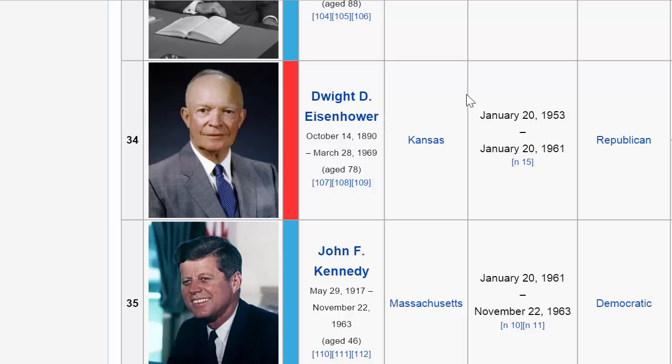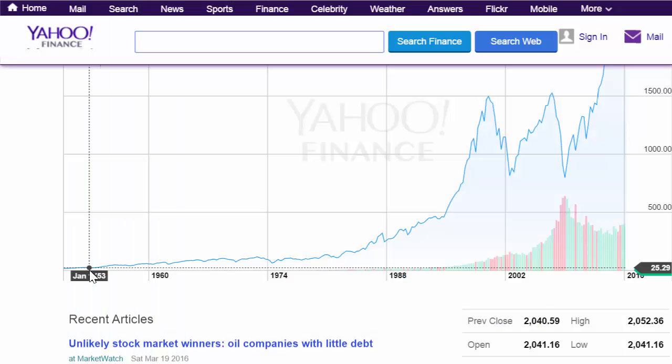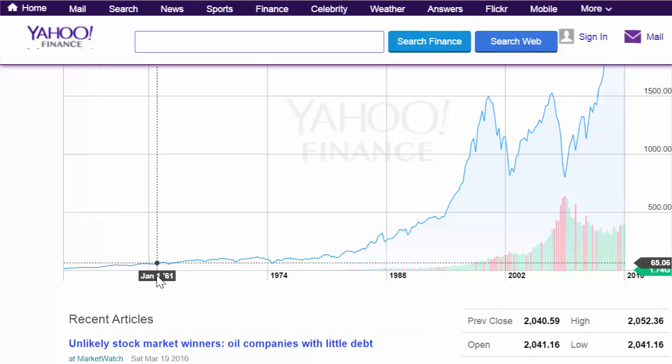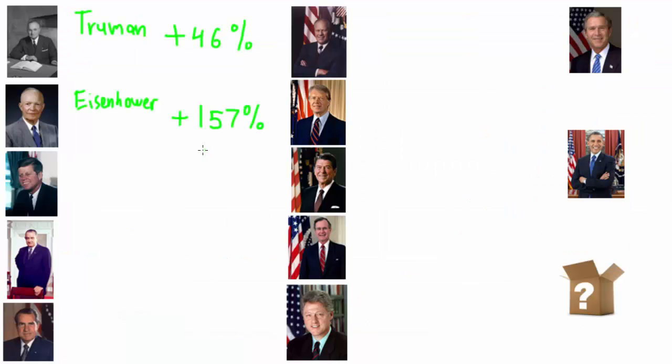The next president was Ike. Ike Eisenhower, also known as Dwight D. Eisenhower, was in the office since January 20th of 53 until January 20th of 61. So he spent 8 years in the office, and during that time, the market has increased from $25.29 to $65.06, and this was an increase of about 157%. Now, obviously, this was over an 8-year period, but nevertheless, this is when the world economy has improved quite a lot and US was doing really, really well.